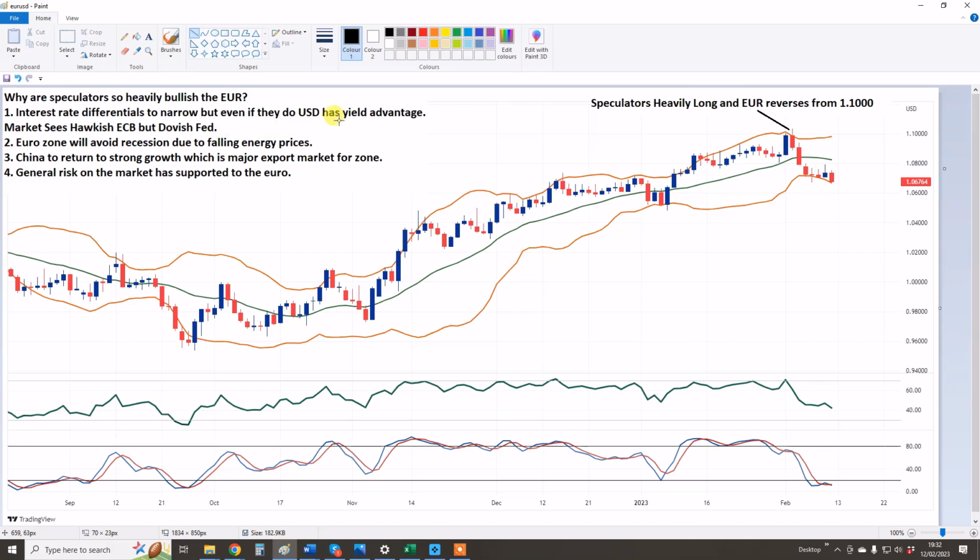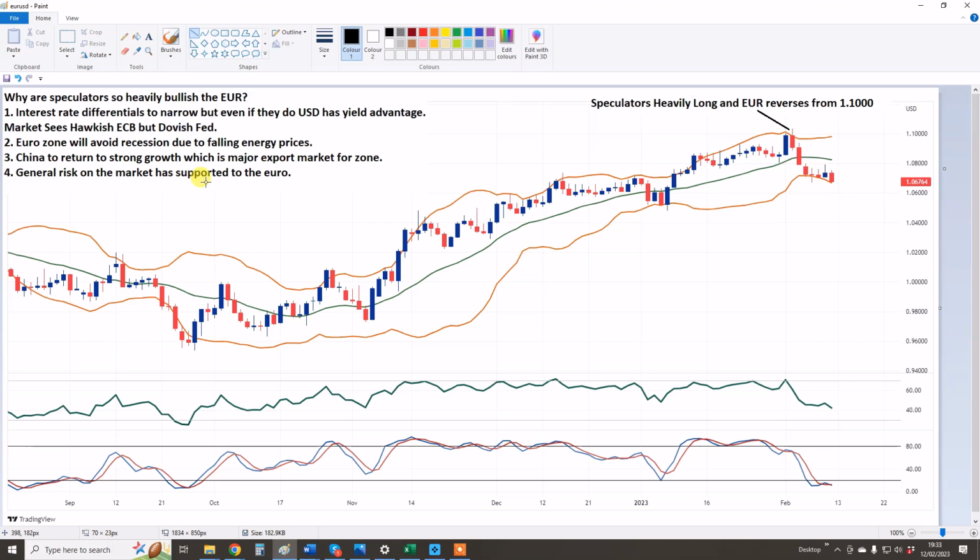The yield advantage is with the USD, and will remain so even if the ECB are as hawkish as the market thinks in the price. Eurozone will avoid recession due to falling energy prices, and market is looking for good growth in the zone. That's in the price, and they're going to be disappointed in our view. China to return to strong growth, which is a major export market for the zone. I think that story now, again, in the price, and we do not think China will return to strong economic growth. Okay, if it does, it's in the price.